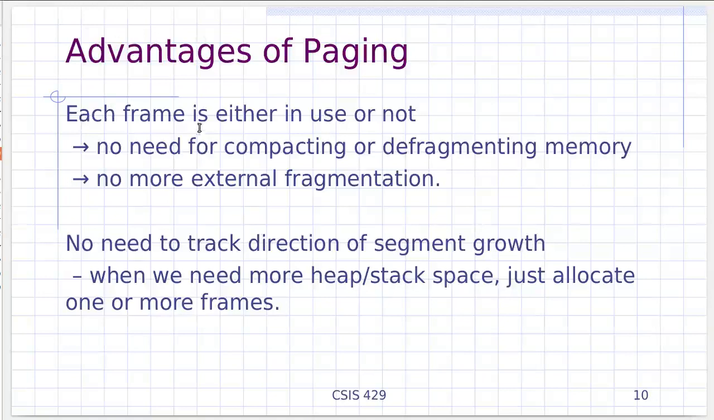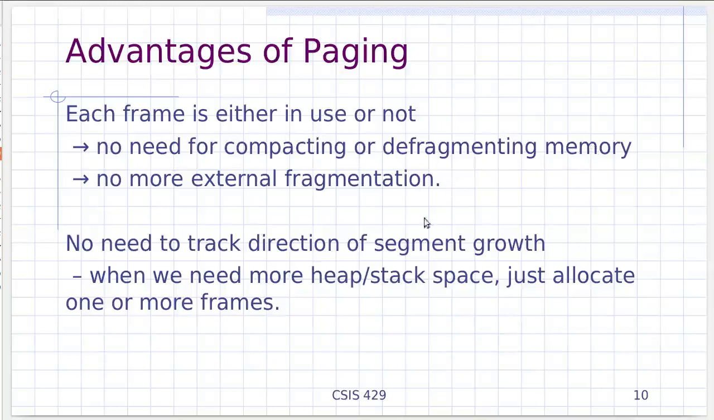Each frame is either in use or it's not. So there's no need to compact or defragment memory. That is, we have all these teeny tiny holes spread out all through memory that we cannot use. We'd have to put them all together, coalesce them to be able to use it. You don't have to worry about that because each page frame, they're all interchangeable. So there's no more external fragmentation.